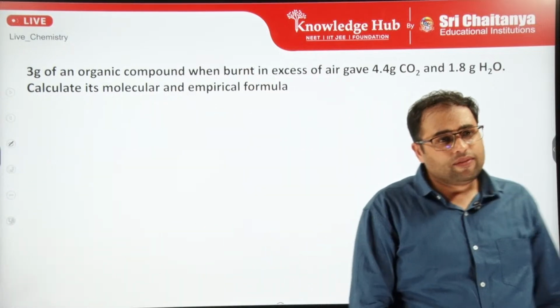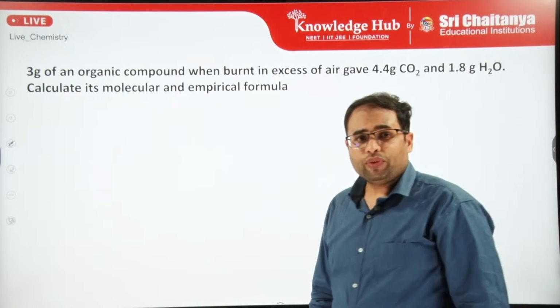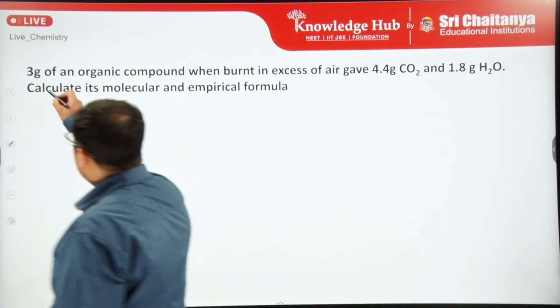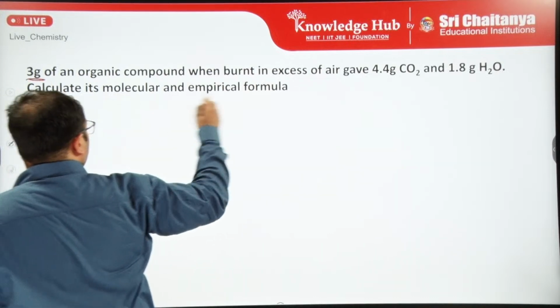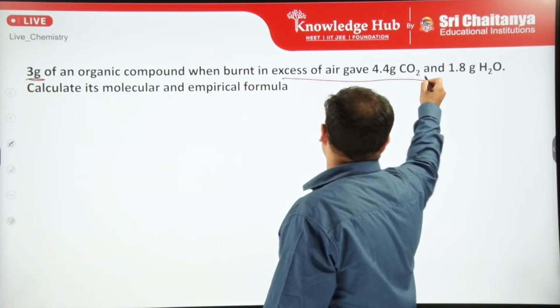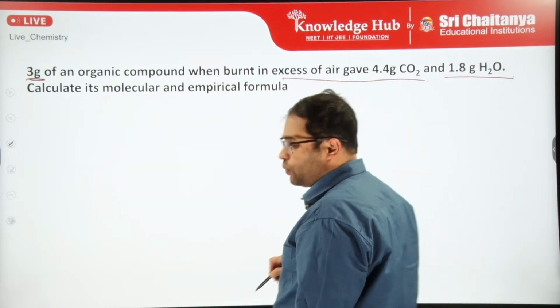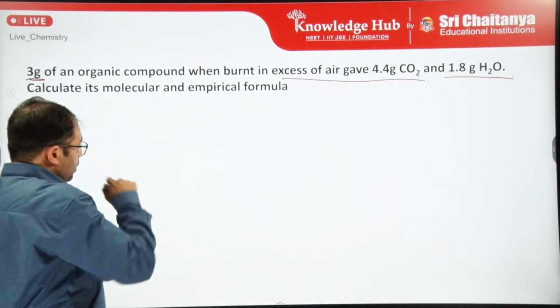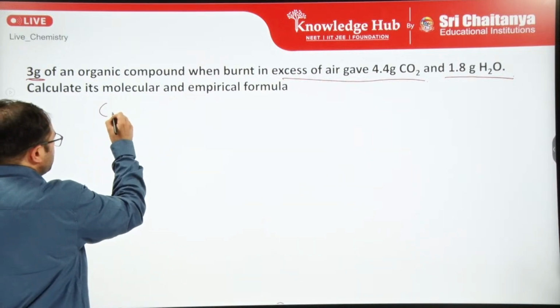So now you have a question with you. You have 3 grams of an organic compound. 3 grams of an organic compound when burned in excess of air gave 4.4 grams of carbon dioxide and 1.8 grams of water. So write down the equation first.